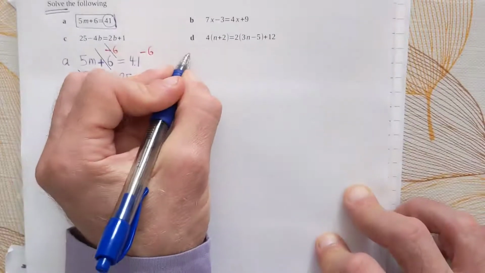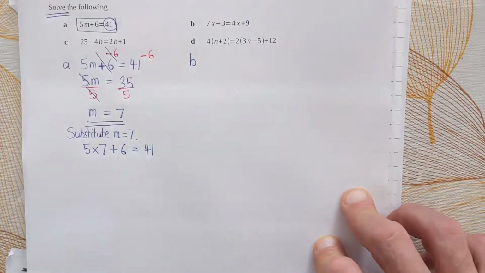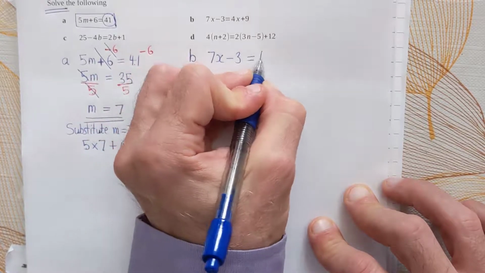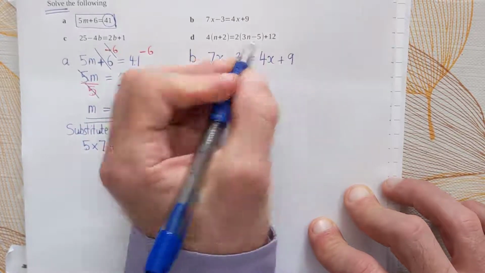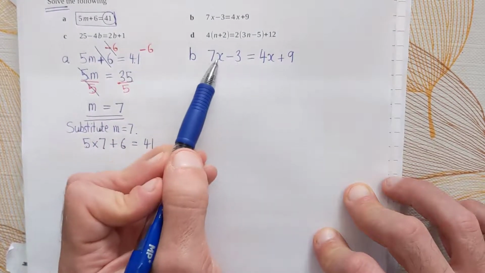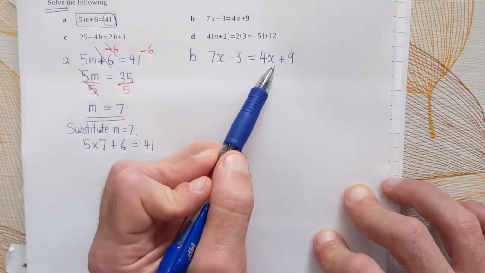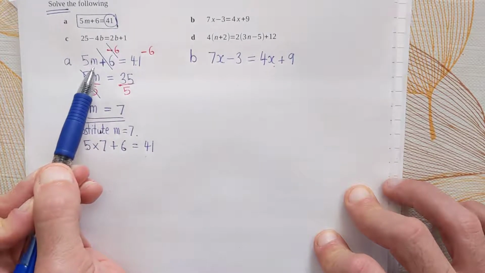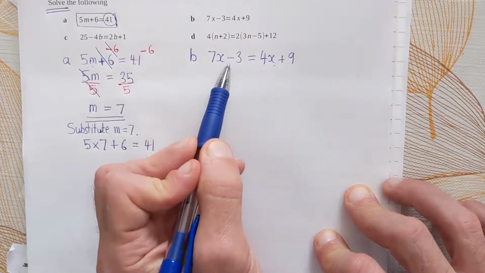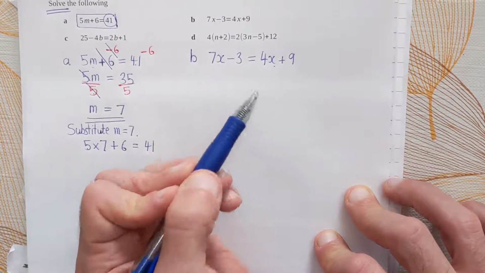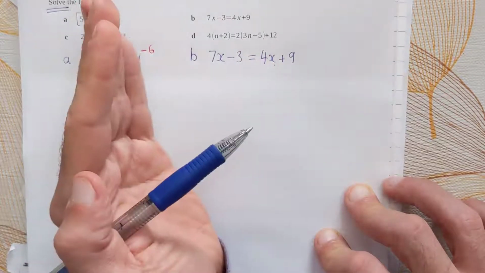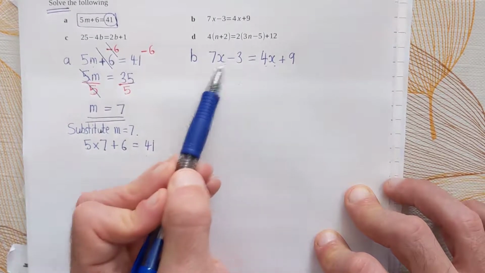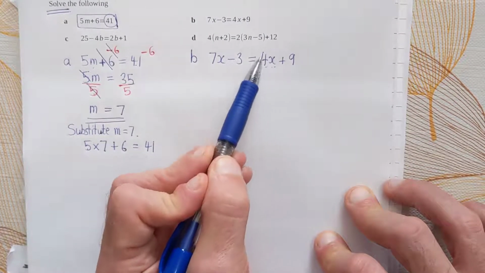Okay, that's example A. Now B. 7x minus 3 equals 4x plus 9. What's different in this example is that x appears on both sides of the equation. In the first example, m appeared only once. So we have to move the x's from one side of the equation to the other, or rather we've got to cancel the x's from one side so that they disappear. This side has fewer x's than this one, right? So we're gonna cancel from this side.